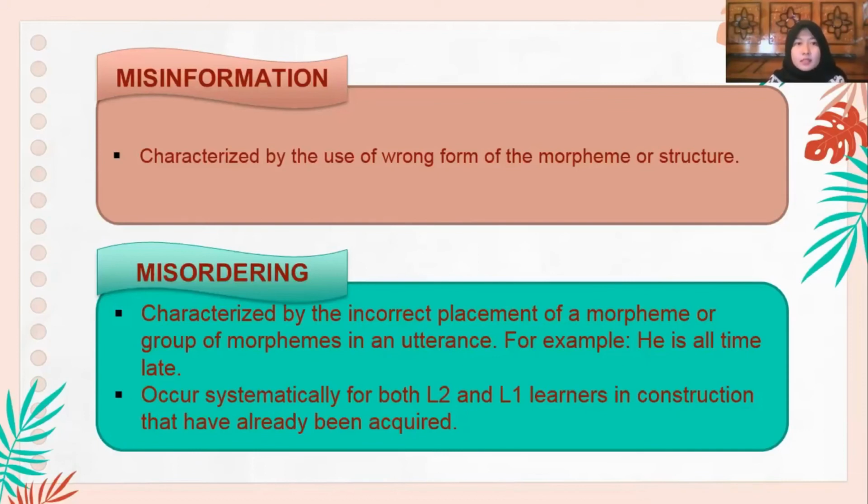And the last is misordering. Misordering is characterized by the incorrect placement of a morpheme or group of morphemes in an utterance. For example, "he is all time late," and occurs systematically for both L2 and L1 learners in constructions that have already been acquired.